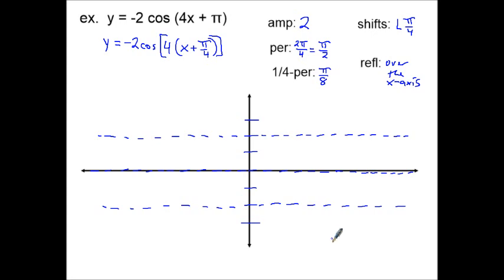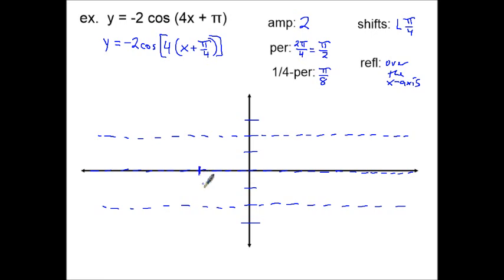Okay, now I've got to figure out my starting point. Now this is going to be based on, again, the horizontal shift. Normally I'd be starting right on the y-axis, but now I need to go, in this case, left pi over 4. And now another thing I want to do before I get too crazy about this is realize that my quarter periods are pi over 8. Notice pi over 8 is half of pi over 4, so I'm going to go about right here.